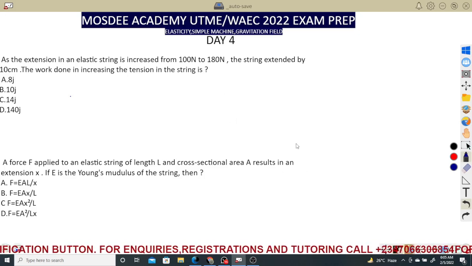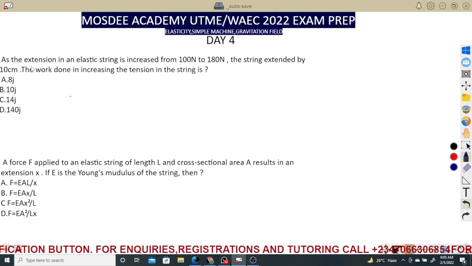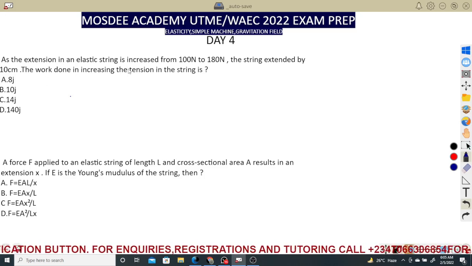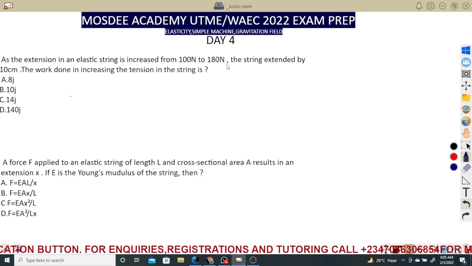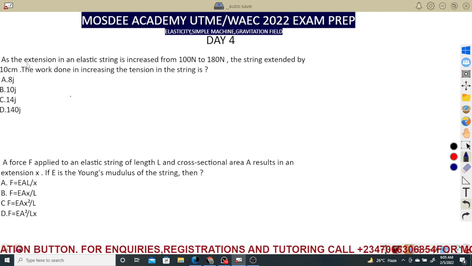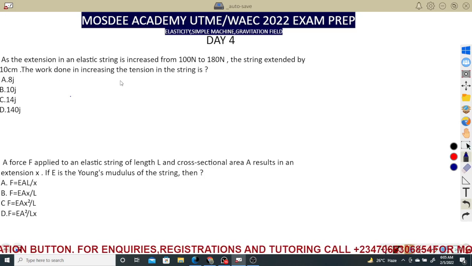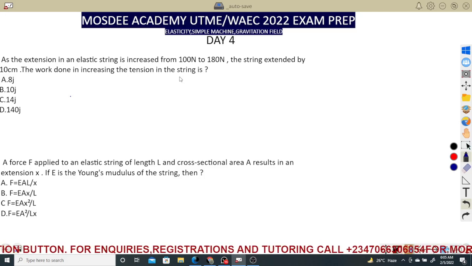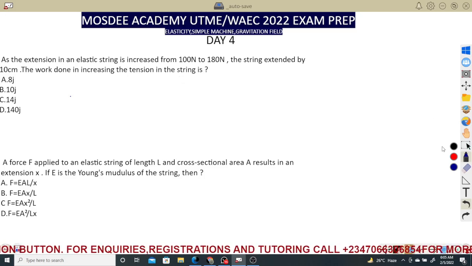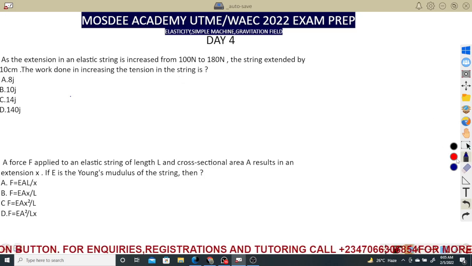So we'll start with the work of today. The first question is, as the extension in an elastic string is increased from 100 to 180 Newton, the string is extended by 10 centimeters. The work done in increasing the tension in the string is dash. Now, we're focusing on the concept of elasticity here.